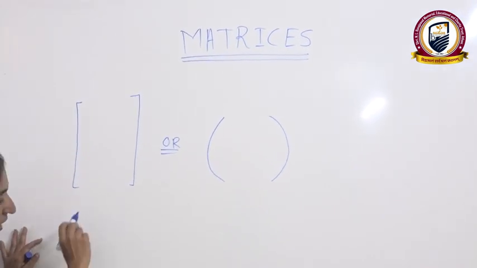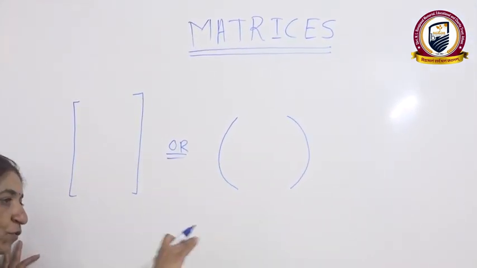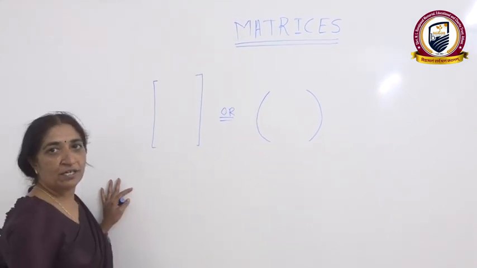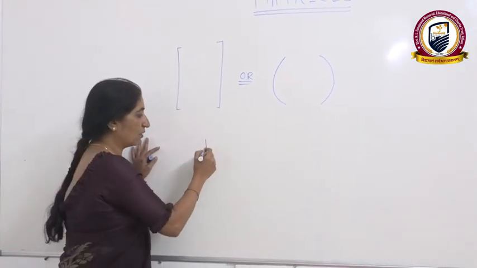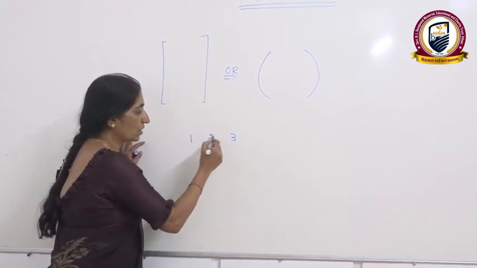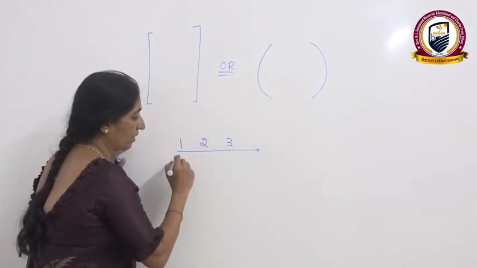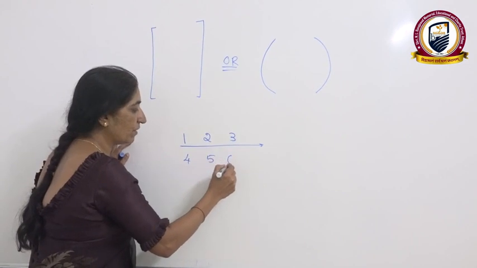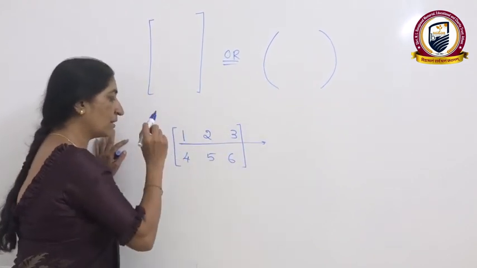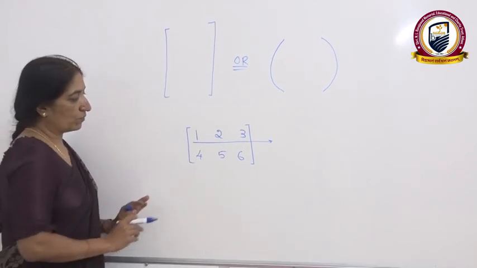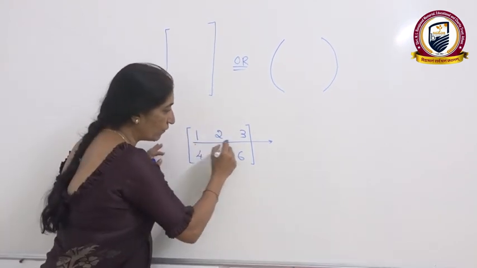Here I am arranging the numbers in the form of rows and columns. A row is nothing but a horizontal line, and columns are vertical lines. See here, 1, 2, 3. This is a horizontal line. Then 4, 5, 6. I am writing this in the form of rows and columns, inside brackets. This is the first row.